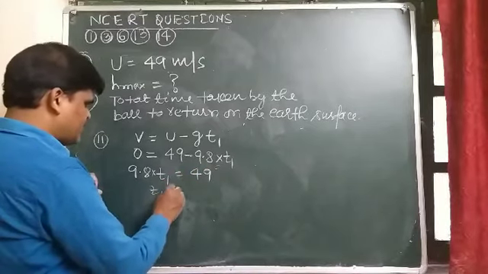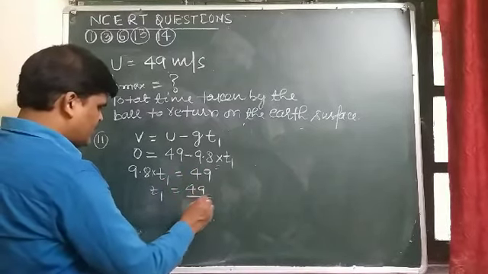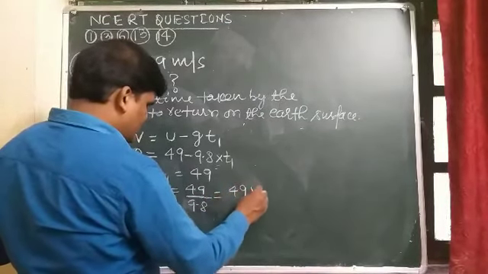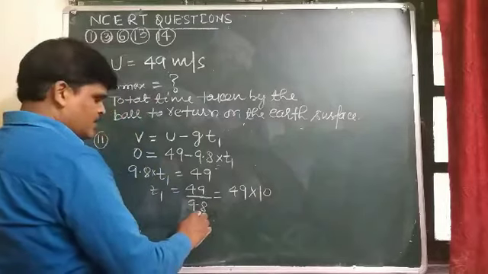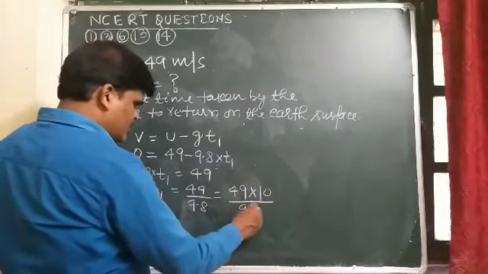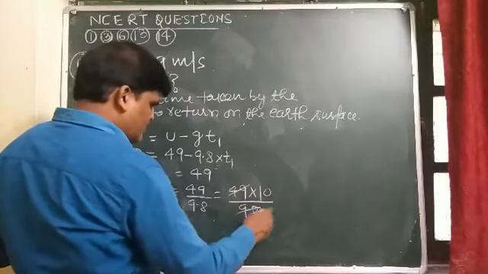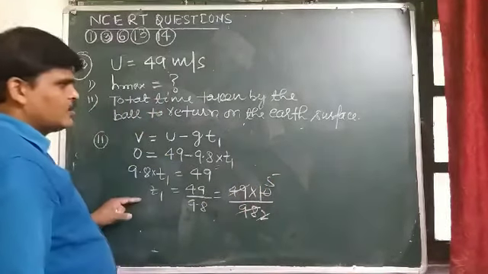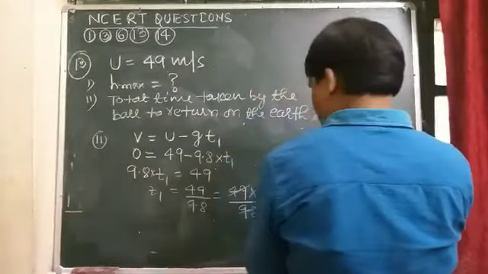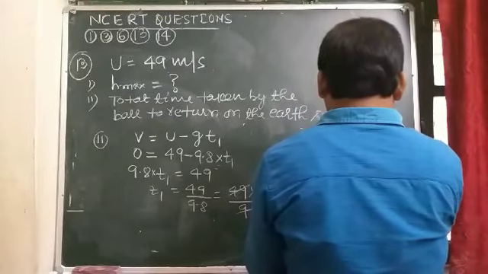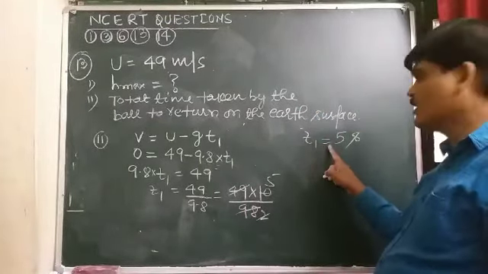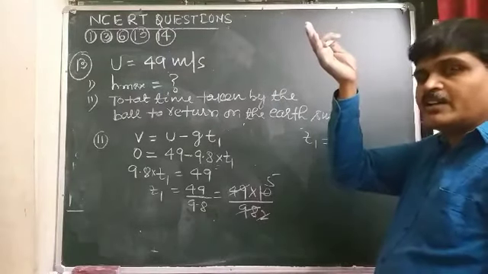T1 can be written as 49 by 9.8, and it can be written as 49 by 9.8, remove the decimal by multiplying 10 in numerator, so 490 by 98 comes out to be 5 seconds. So the time taken by the ball, T1, is 5 seconds, and T1 is the time taken by the ball to reach a maximum height.